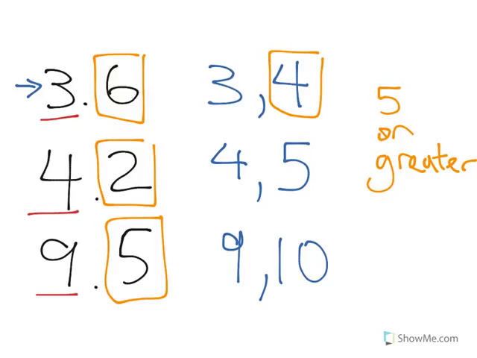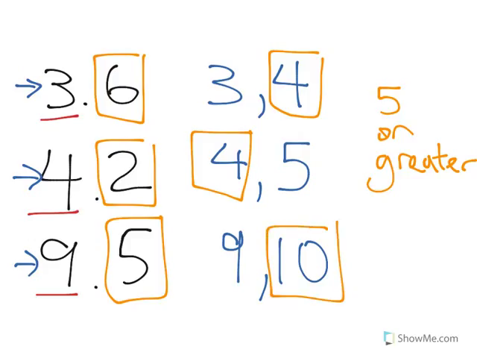So now for this one right here, 4.2, I look at that 2 and I say, is 2 5 or greater? Well, it's not. So I'm now going to keep it at 4. For this one here, the 9 number is what I have. I'm going to either keep it at 9, or change it to 10. So now, 9.5, I look at that 5, and is it 5 or greater? Yes, it is. So that means I change the number to 10.